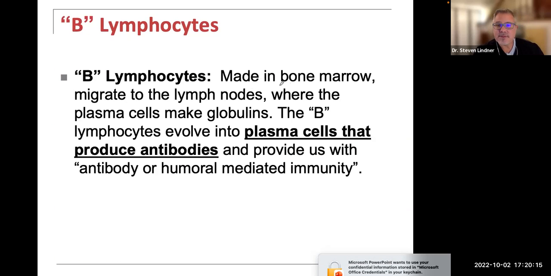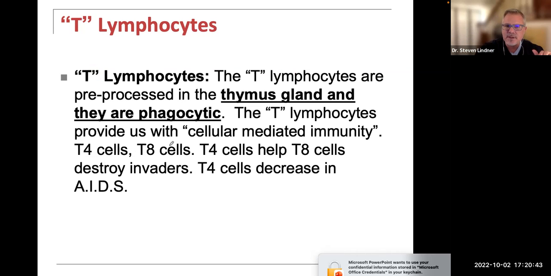Remember the B lymphocytes, the B for bone marrow. They're made in the bone marrow and migrate to lymph nodes, where plasma cells can make antibodies, or immunoglobulins. So think of it as the B lymphocytes evolving into plasma cells, and the plasma cells produce antibodies, which provide us with antibody, or humoral-mediated, immunity.